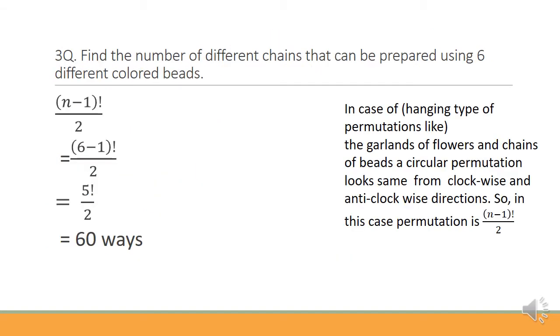Here, find the number of different chains that can be prepared using 6 different colored beads. So here is a different case, like garlands of flowers and chains of beads. In such a case, the formula changes. Here the formula is n minus 1 factorial by 2, as it will look the same from the clockwise direction and the anti-clockwise direction. So here n is 6. By substituting in the formula, we get the answer 5 factorial by 2, that is 60 ways.